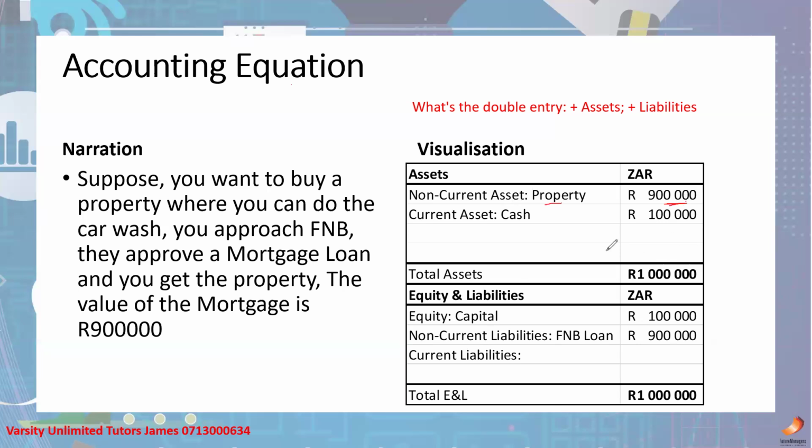So what is now your total assets? Your total assets are now 1 million. But when you added assets, what did you also do? You also took a loan from FNB, a non-current liability of how much? Of 900,000, because you now owe FNB 900,000. So what is your total equity and liabilities? It's 100 plus 900, which is 1 million. So do you see? Assets is still equal to equity and liabilities. They are still equal.